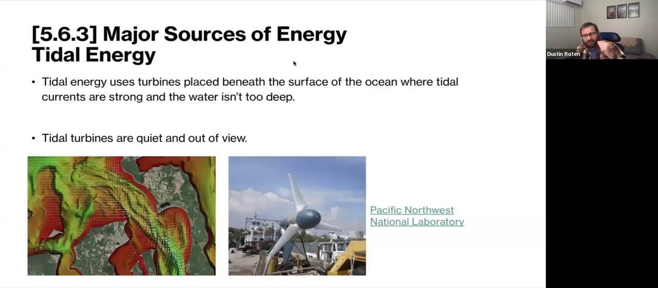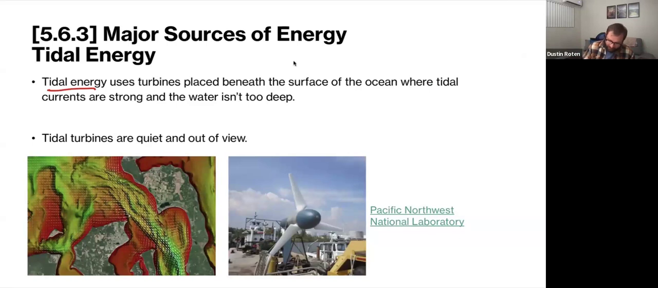We can also take these windmills and put them in the ocean or in rivers. The whole idea of tidal energy: basically you can put turbines beneath the surface of the ocean or a river where tidal currents are strong and the water isn't too deep, because you need to get back down there to service them. So essentially you get the same effect. Instead of using wind, you're using water flow.